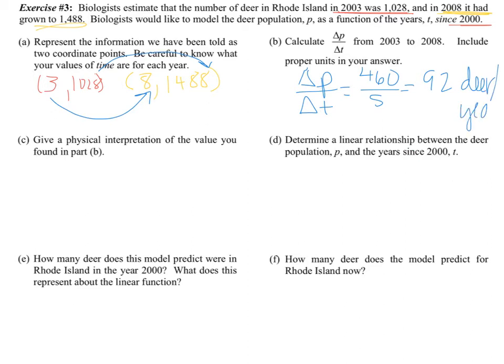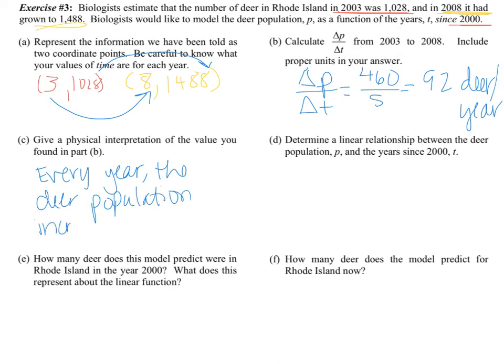So give a physical interpretation of the value you found in Part B. Well, the physical representation is that every year the deer population increases by 92.